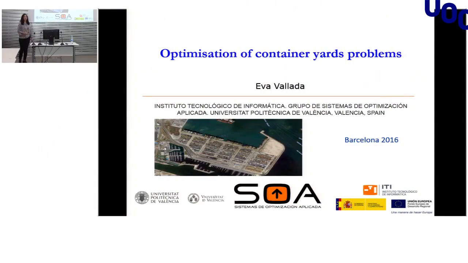It's always a pleasure to be here. So my talk is related to the optimization problems in port terminals related to the container yards. So this is a picture of the port of Valencia with the yard container and the vessels. So the containers have to be loaded or unloaded from or to the vessels.